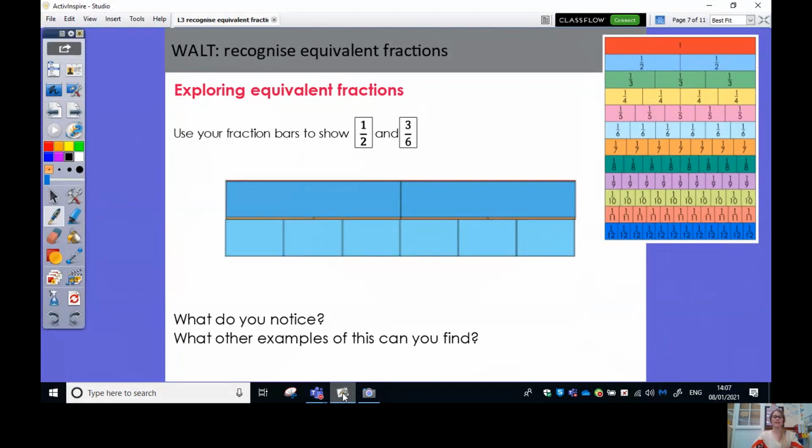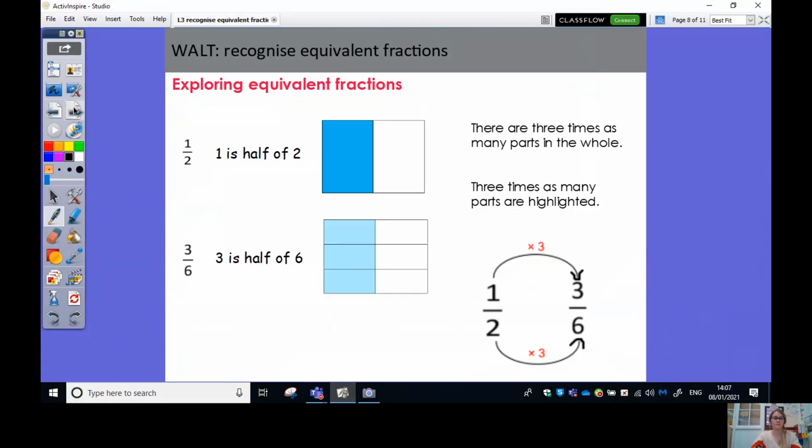So let's just look into that a little bit more. So 1/2, you can see that represented there in the picture. 1, the numerator, is 1/2 of 2, which we've written there. 1 is 1/2 of 2. The numerator is 1/2 of the denominator. Okay. Similarly with 3/6, 3, which is my numerator, is 1/2 of 6.